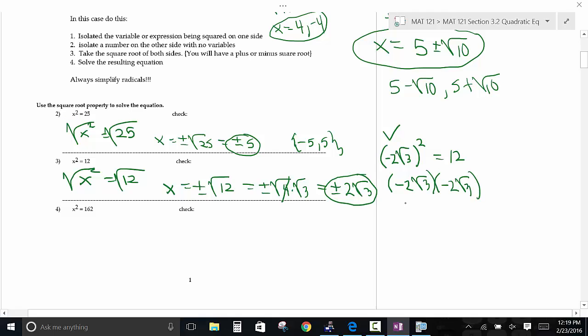Okay, now that's not a FOIL problem. I see students FOIL this all the time. There's not plus and minus signs separating stuff. So what you just do is -2 times -2 is 4. Then you're doing the square root of 3 times itself, so that's the square root of 9, right? So what do we get? 4 times 3, we get 12.